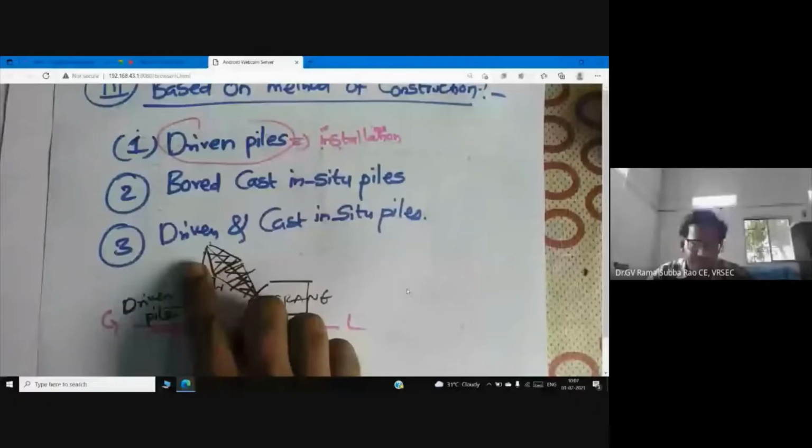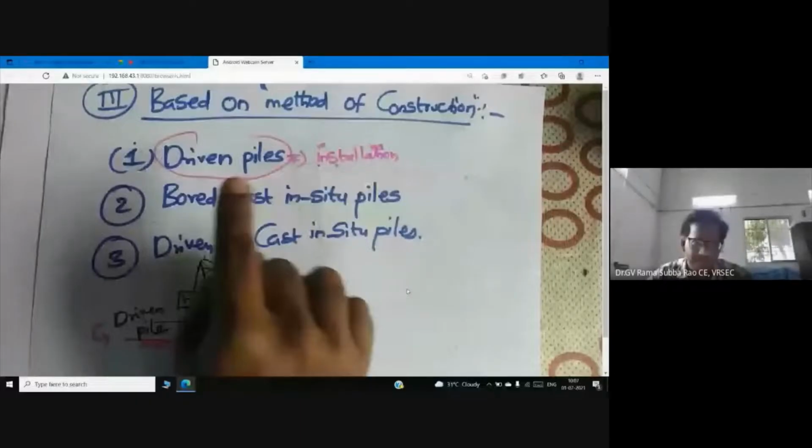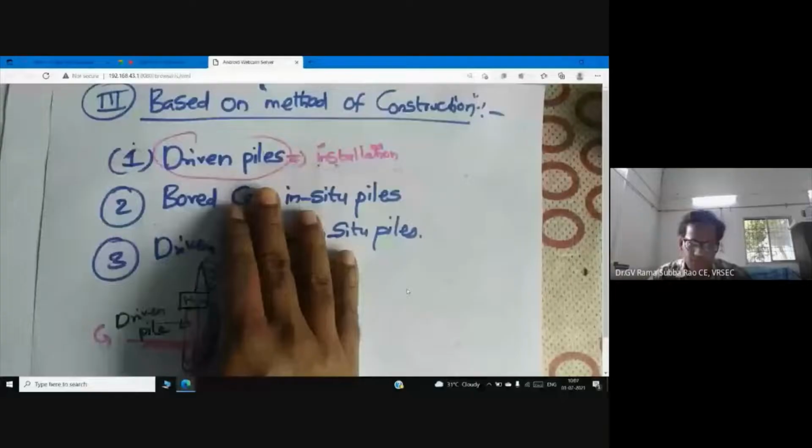The method of action involved for construction of that particular pile decides the name of the pile. This is based on method of construction. So we are getting a lot of knowledge and a lot of sense also. So now let us proceed. This is a very interesting discussion.